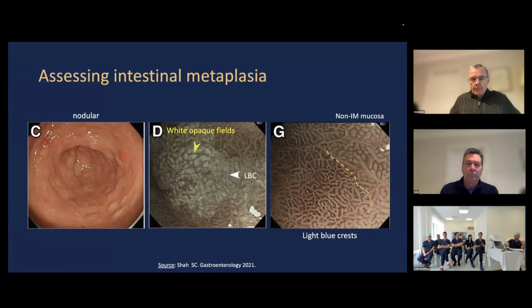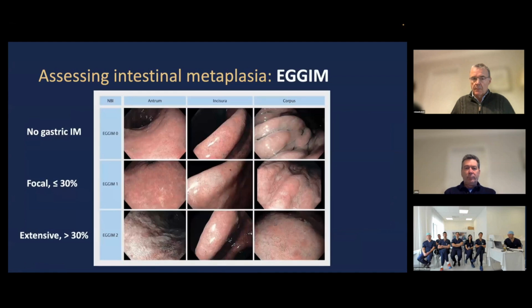We saw it yesterday, and if you look back at the video of yesterday, the case in the afternoon, you will see that. And then you have this much more florid appearance. I showed a video of this yesterday with a hugely florid appearance of intestinal metaplasia all over the antrum and body of the stomach. And then you have the light blue crest sign, or light blue crests here, which indicate the presence of intestinal metaplasia on the left, and on the right, the non-intestinal metaplasia mucosa. So this is very subtle. This is not very subtle, and nor is this. So you need to use all three types to integrate the presence of intestinal metaplasia.